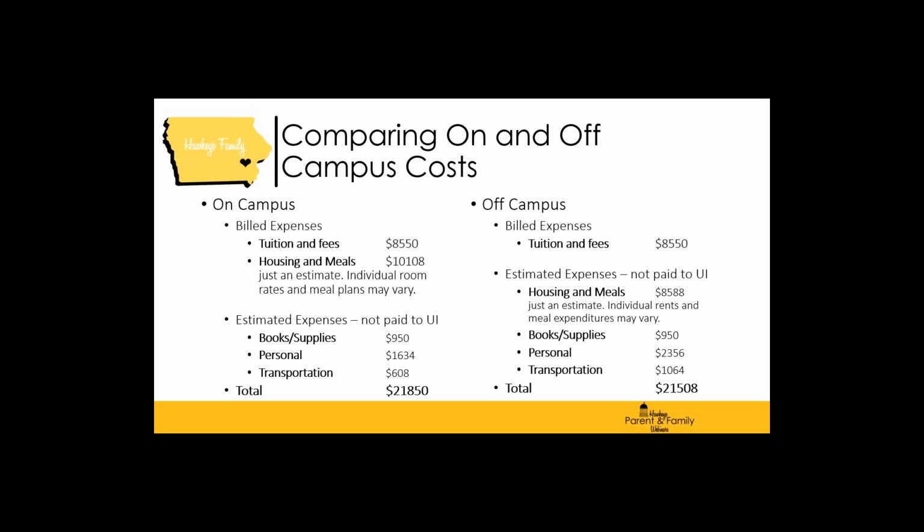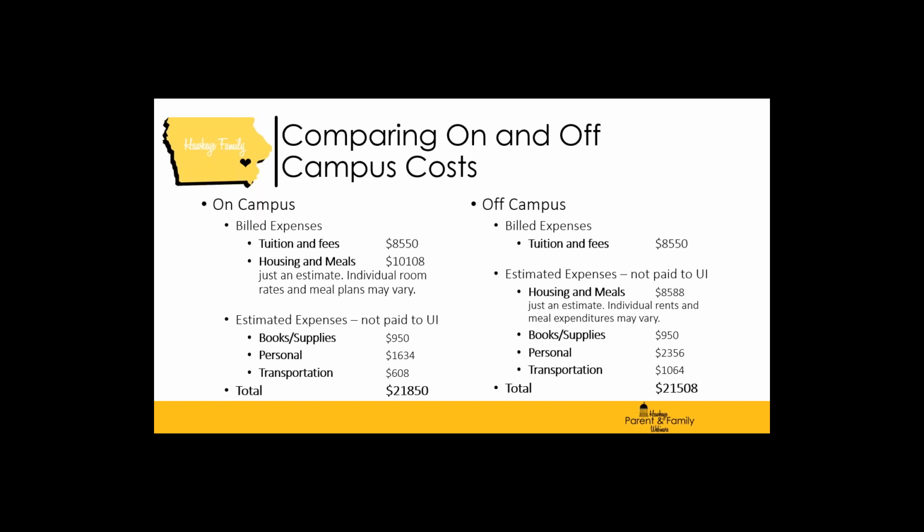Then we have our estimated expenses. Those are not something that you pay to the university. And I have taken calls from families before wondering where they can pay those expenses. So just know that those are expenses really that your son or daughter may have, but they're dealing with them outside of the university. All of our students are going to have books, obviously. Then for personal expenses, those are things that your student may or may not have very much of depending on their own spending habits. And then transportation.